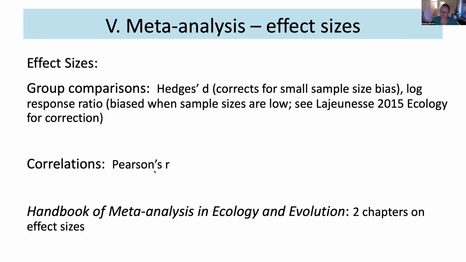Correlations can also be compiled through meta-analysis, in which case the effect size is Pearson's r. And these are just two of many, many effect sizes. So again, if you go to that handbook, they have two chapters, one on commonly used effect sizes and a whole chapter on not commonly used effect sizes for particular kinds of scenarios in ecology and evolution. So I definitely recommend that if you're stumped about what kind of effect size your meta-analysis needs, look at this book. They have great discussions for choosing the right effect size.